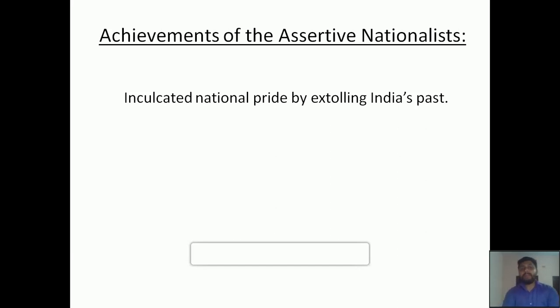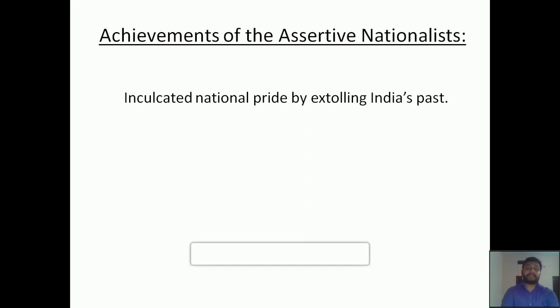First one, it inculcated national pride by exalting India's past. Extolling actually means praising. So the feeling of nation, or national feeling, or oneness of nation, this particular feeling has been inculcated, or cultivated, or created in the minds of the people by extolling or praising India's past.